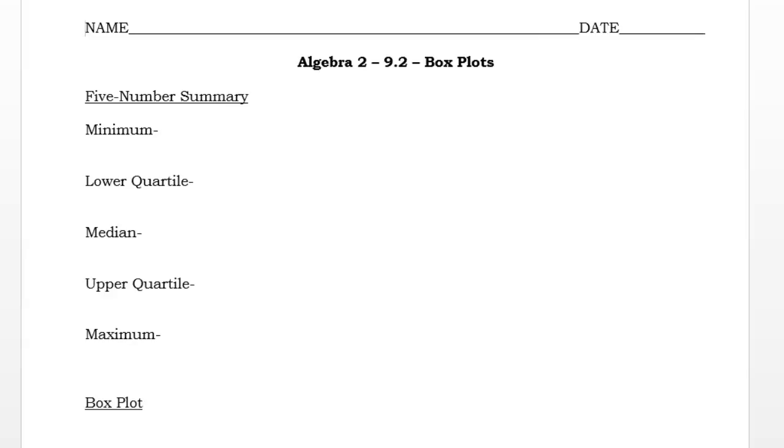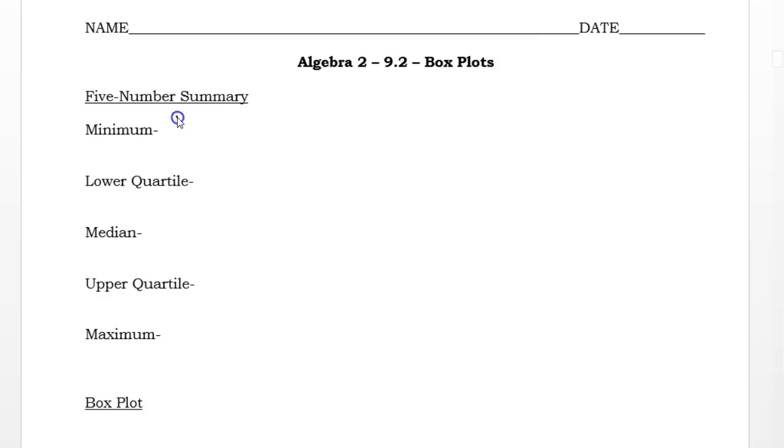This is Algebra 2, Lesson 9.2. Today we're going to talk about box plots and the 5-number summary. So, our 5-number summary consists of 5 numbers that illustrate the distribution of our number set.